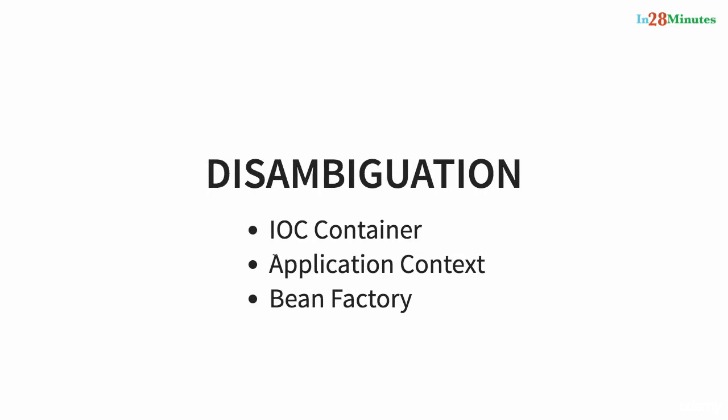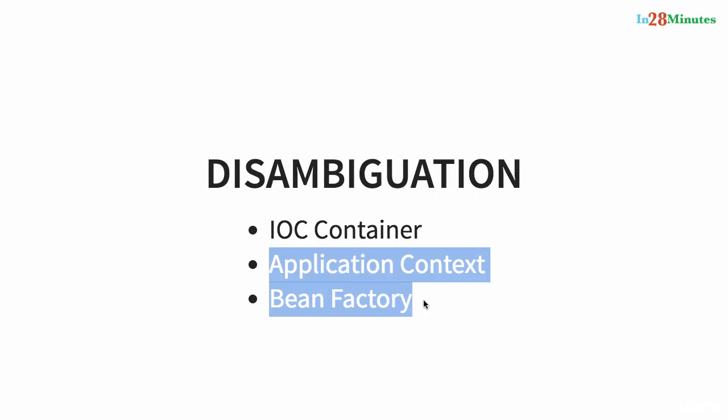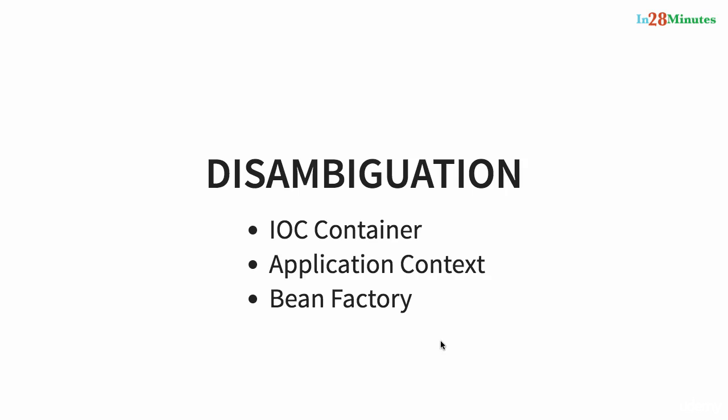And in Spring, there are two implementations of the IOC container. One is the application context and the second one is the bean factory. Actually, the first one is bean factory and the second one is application context. In all the examples until now, we have been making use of application context because Spring recommends to use application context in 99% of these scenarios.